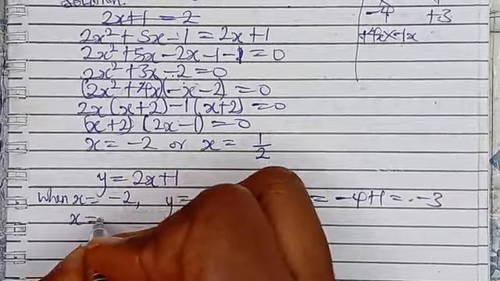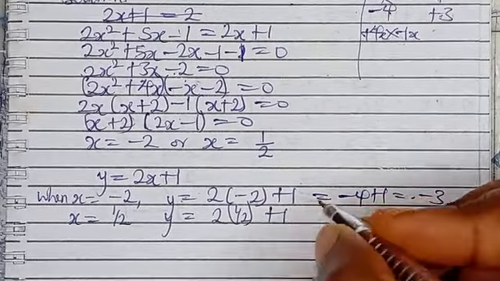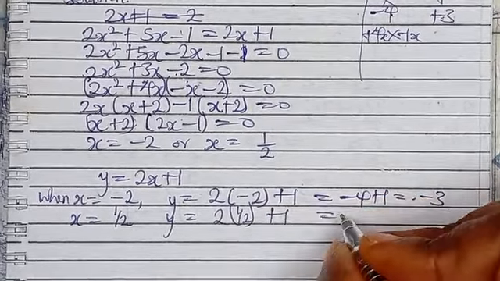When x is equal to this other value, 1 over 2, we have that y is equal to 2 times half, not 2 and half. 2 times half plus 1. 2, anything times half, that's just over 2. So 2 times half is 1, plus 1, which is equal to 2. So we found the coordinates of the points where the line crosses with the curve.